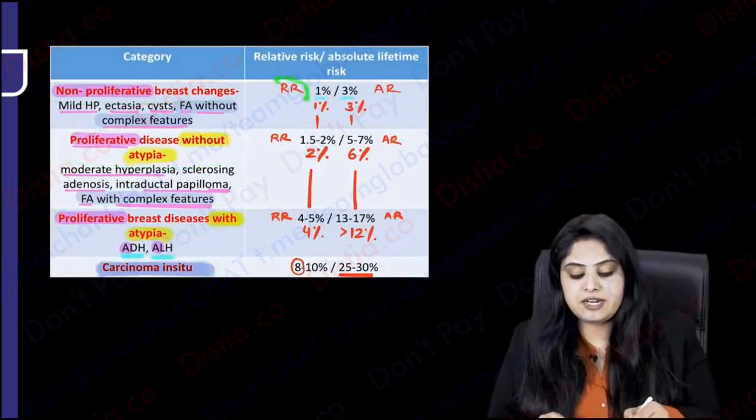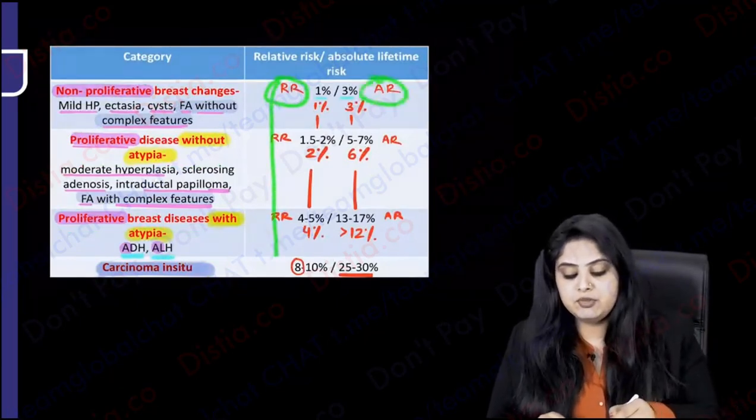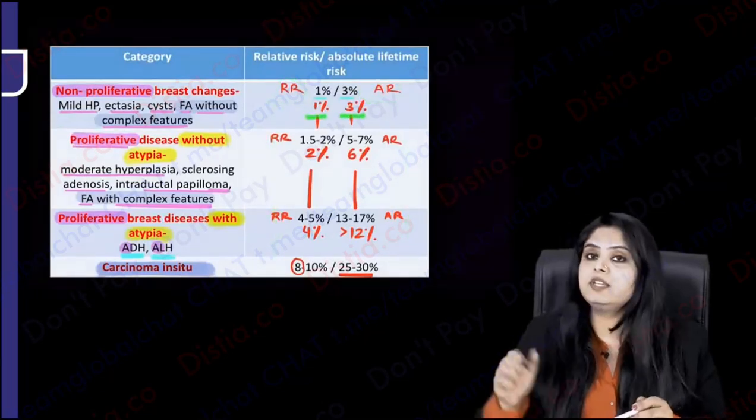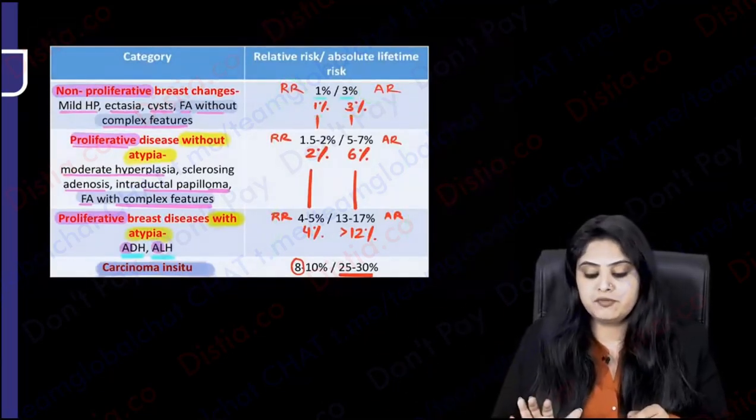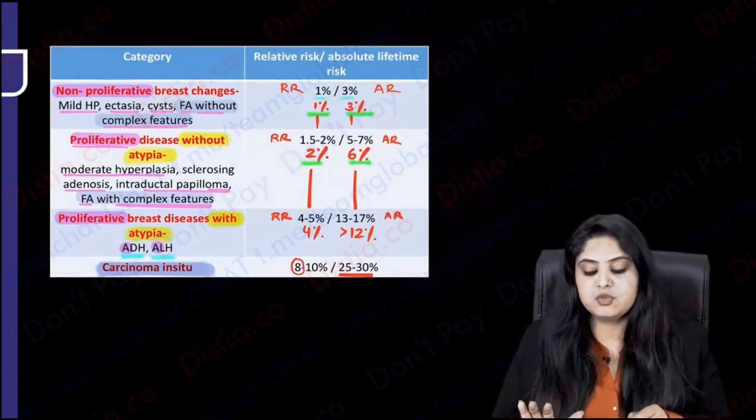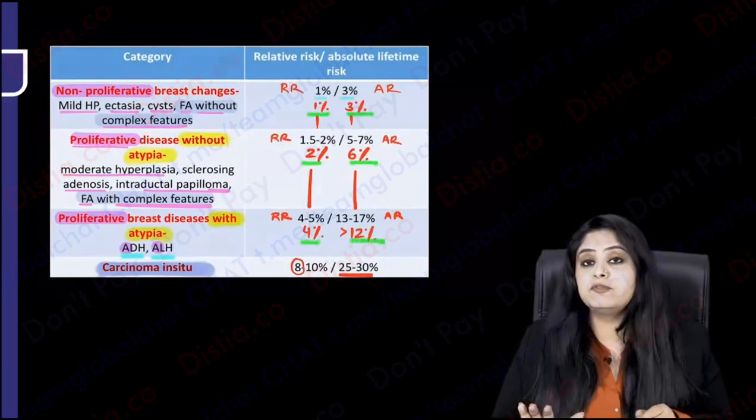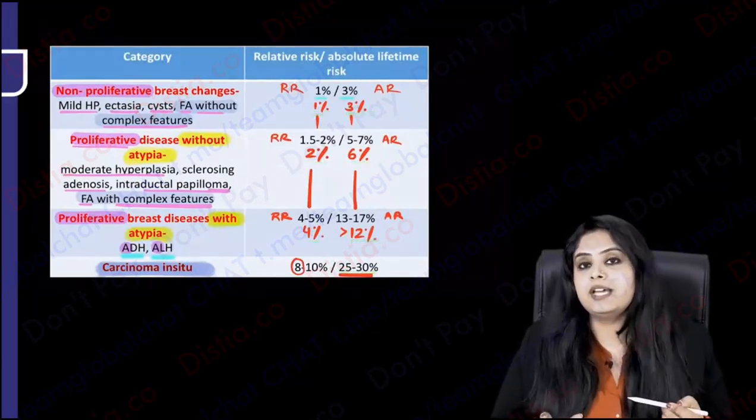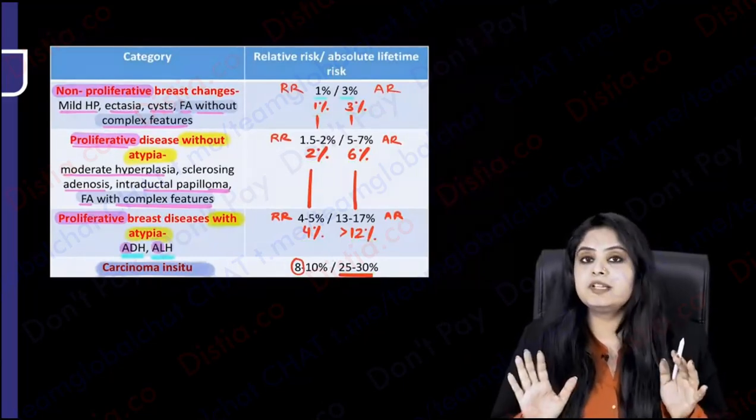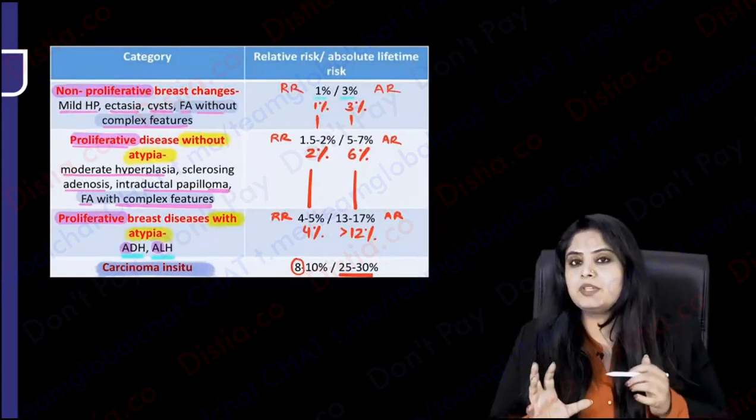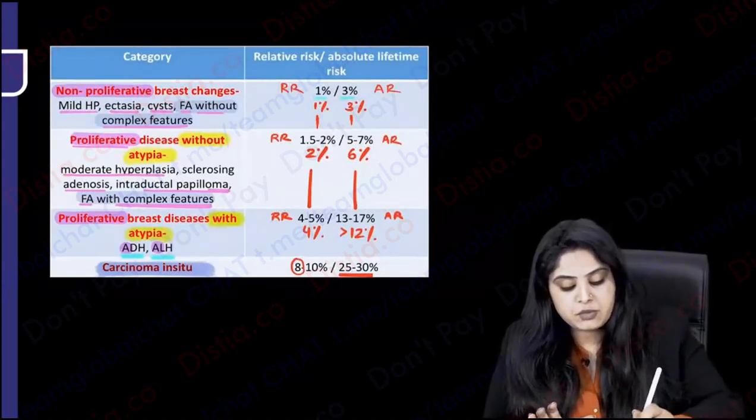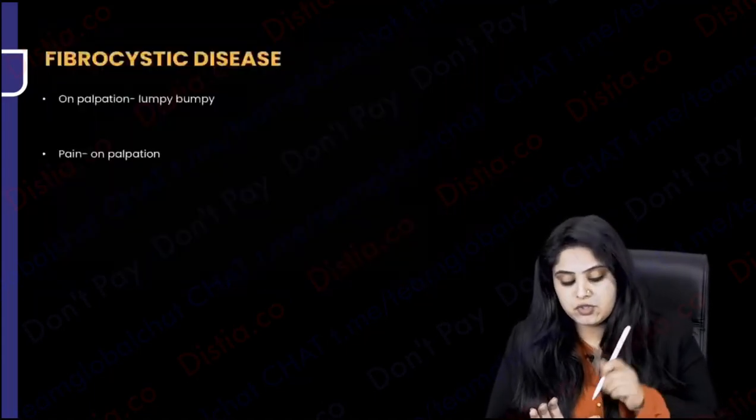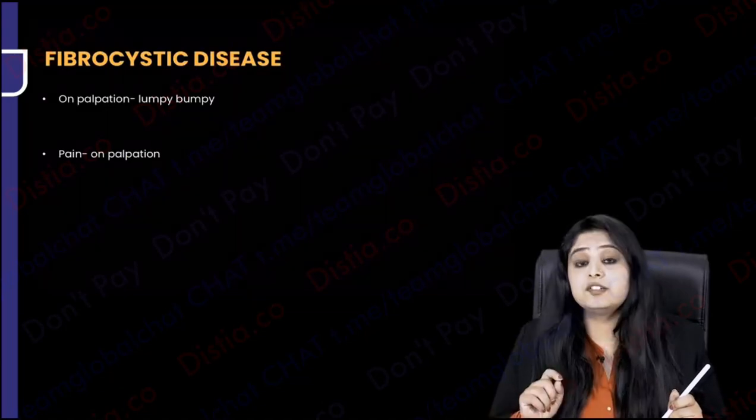After that, you will write relative risk on one side, absolute lifetime risk on the other side, and you will do doubling. You start with 1 and 3 and the rest of the story is simple. With 1 and 3%, next becomes 2 and 6%, next becomes 4 and 12%, and next becomes 8 and more than 24, that is up to 30%. I hope this table has become easy because now we're going to pick up some things out of it. The first disease out of these that I want to teach you is something known as fibrocystic disease, which is very, very important when it comes to surgery also.